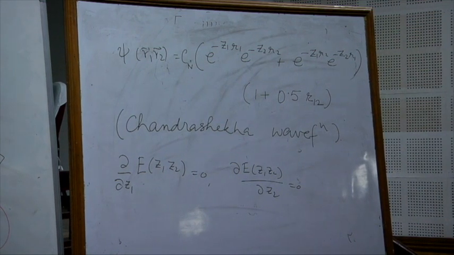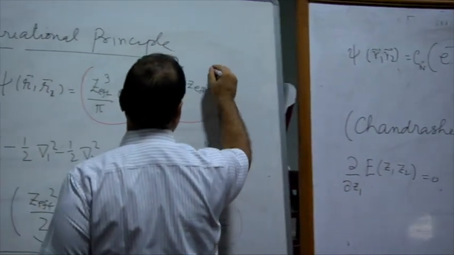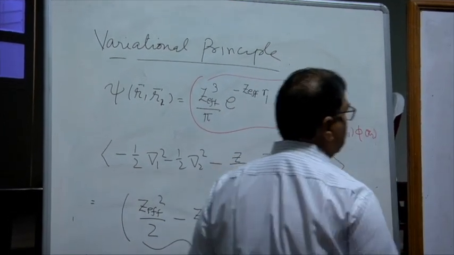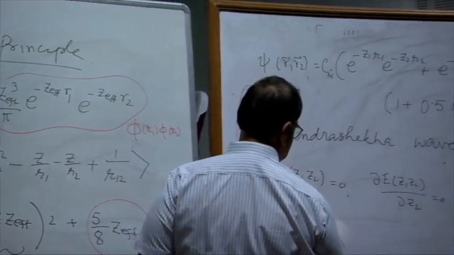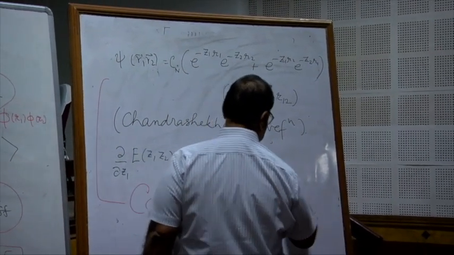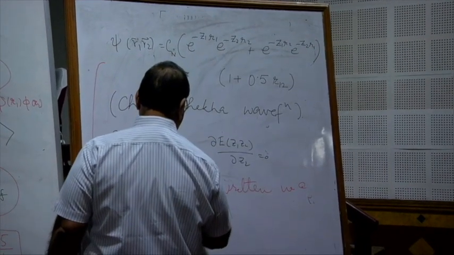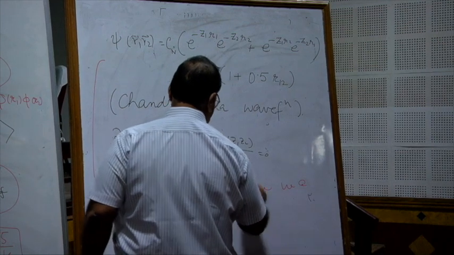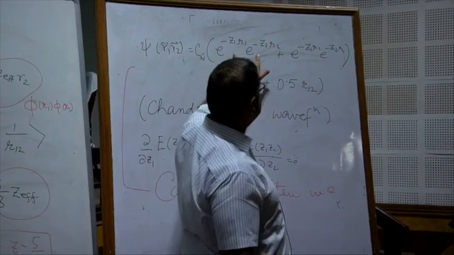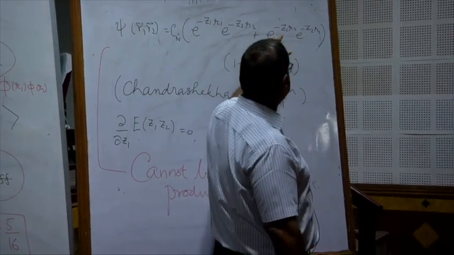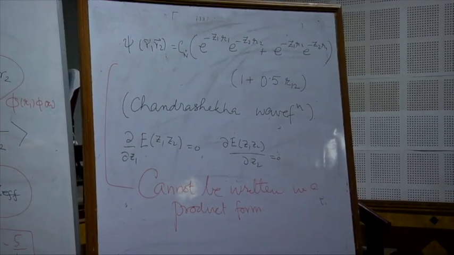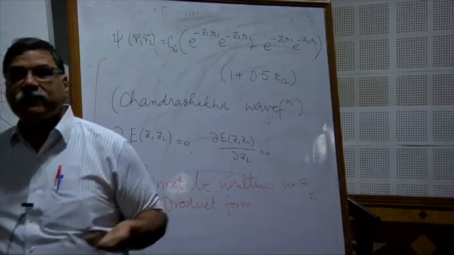Okay? You see this wave function, the first part. The product wave function, phi(r1) phi(r2). This cannot be written in a product form. Do you see that? The first wave function was like this product, with Z1 being equal to Z2. This one is a symmetric combination plus an r12 term, so you cannot write it as a product wave function. Right? That means I am not treating electrons as moving in some sort of an effective field.